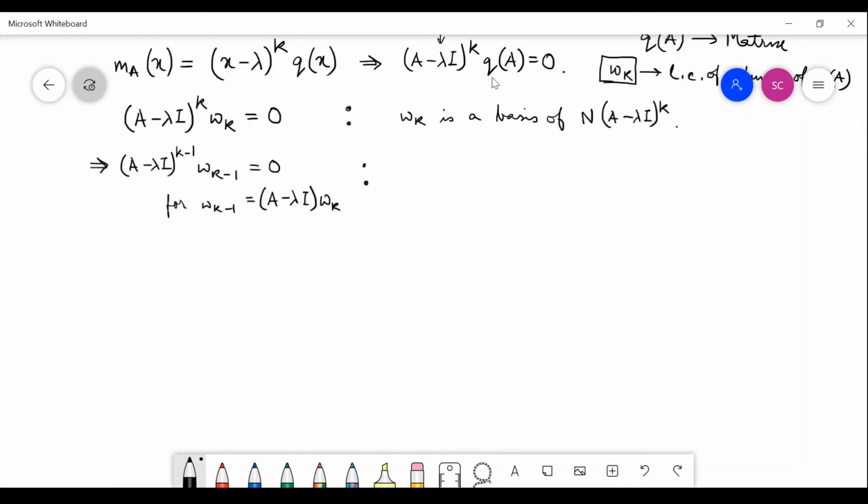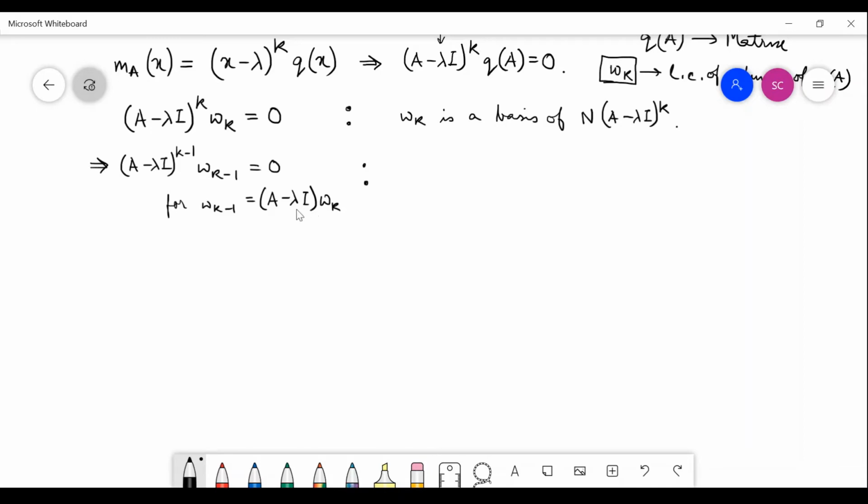So that means that omega k minus 1 is a non-zero vector. This is also important to consider. So you can say, yes, I have found out omega k is non-zero. You have made this argument, omega k being a linear combination of the columns of qa, at least it will be non-zero. I have understood that.